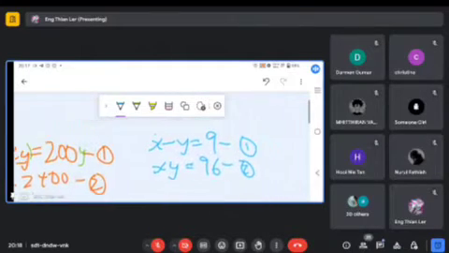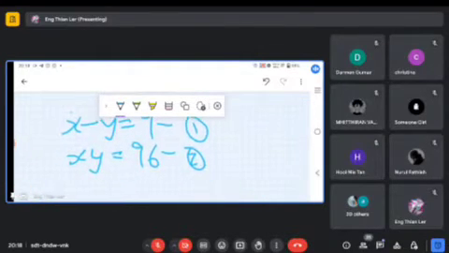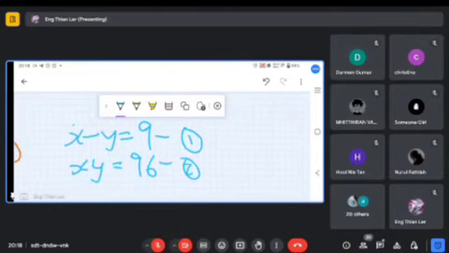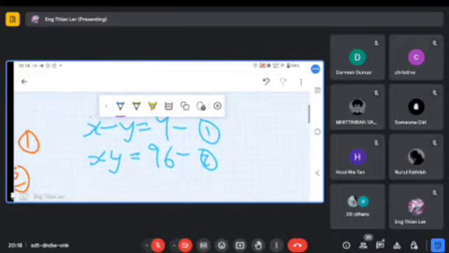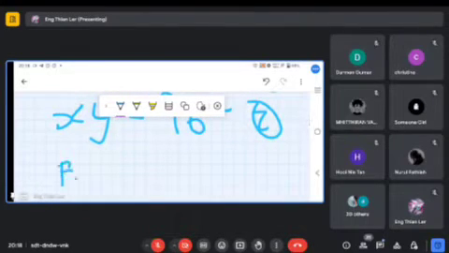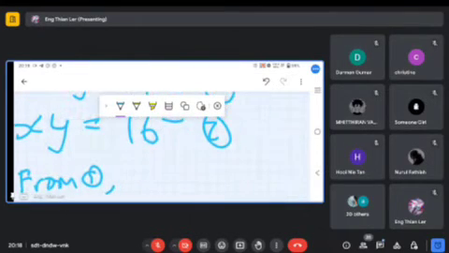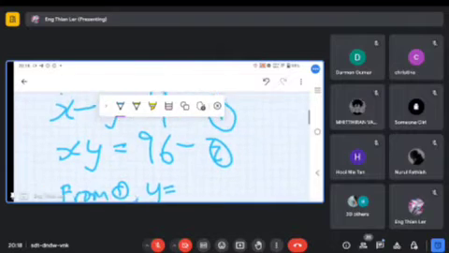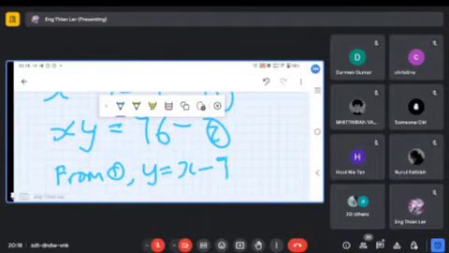And now we got a similar case as the first one. We are going to use the substitution method. So I'm going to use the y in this case. So from 1, y will equal x minus 9. This will be very important for us later.